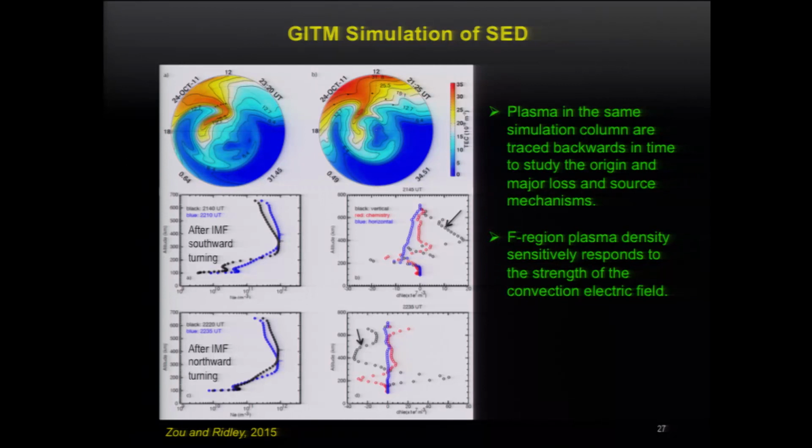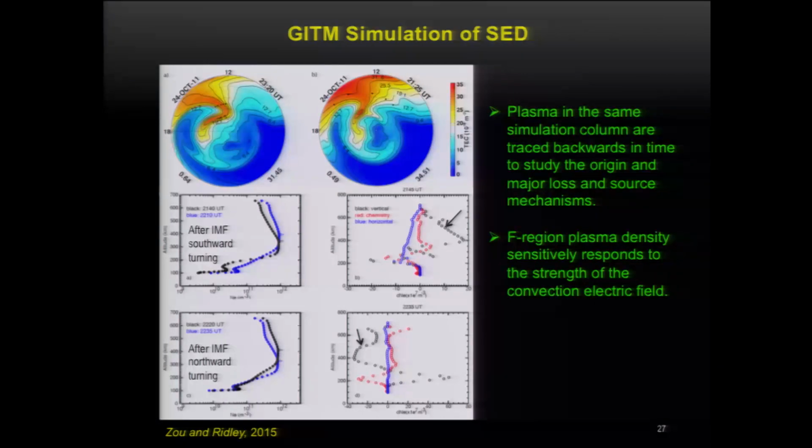Using the global ionosphere-thermosphere models, we traced the plasma column backwards to study its magnetic local time origin and to study the major loss and source processes. Here we are looking at the density changes right after the IMF southward turning and shortly after northward turning. The red here means the chemistry. Around 200 kilometers, the chemistry always plays a negative role, causing the density loss.